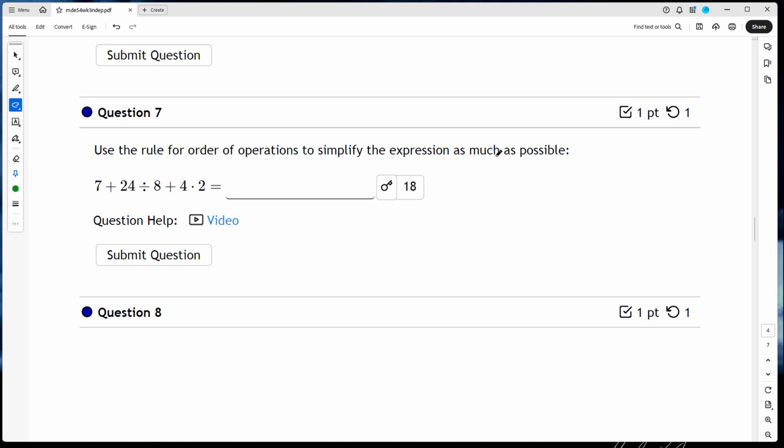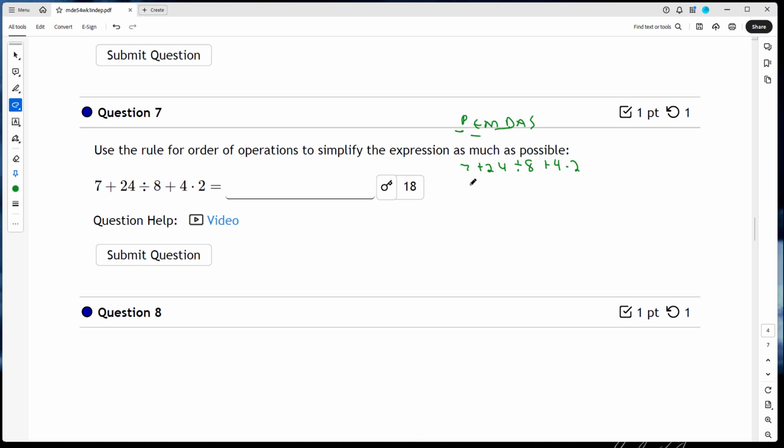So here we can write PEMDAS at the top. Write out an expression. 2 plus 24 divided by 8 plus 4 times 2. Parentheses, don't have any. Exponent, don't have any. Multiplication and division from left to right.